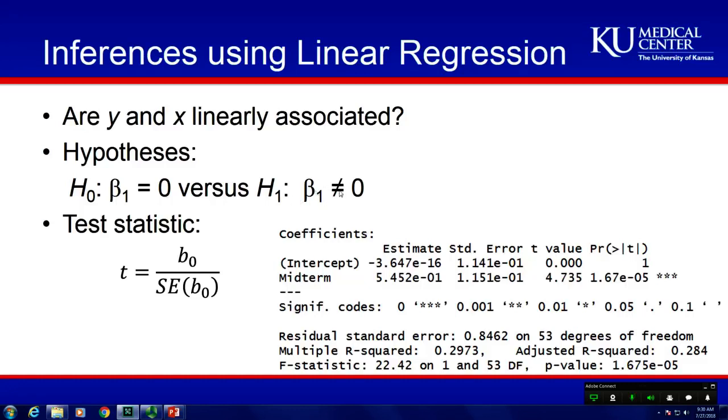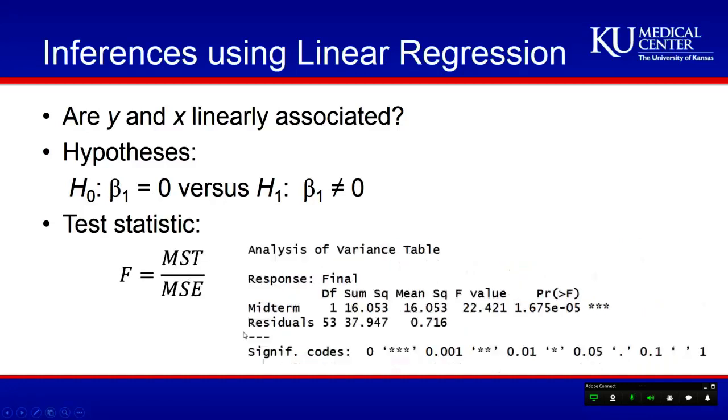And the alternative is that there is some linear relationship, either positive or negative, so beta 1 would be not 0 in that case. And again, the large t tells us that the value that we observed is actually very different from what we would expect it to be if the null hypothesis were true. It's very different than 0.